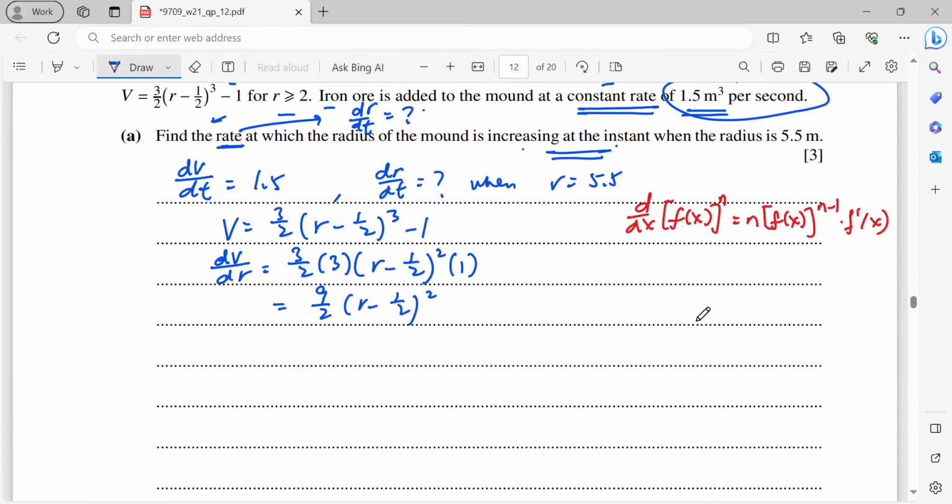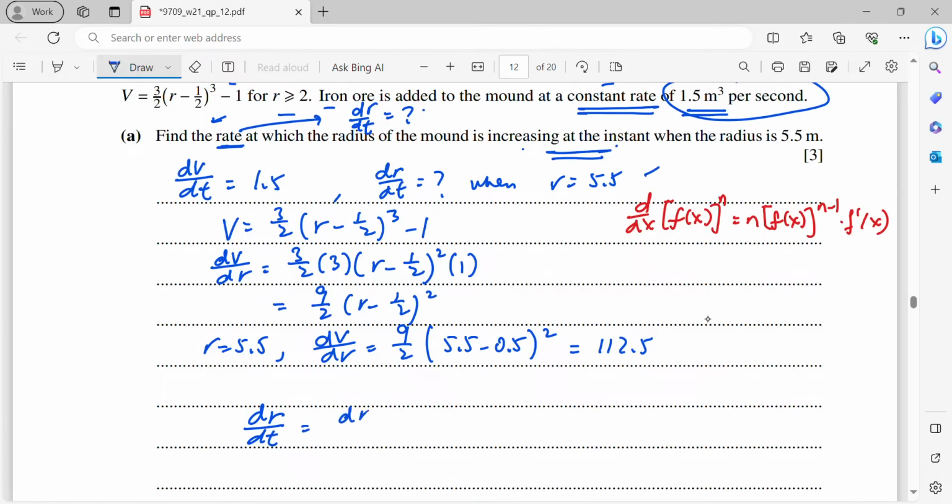Now, find the dV dr when r equals 5.5 first. So when r equals 5.5, my dV over dr is going to be 9 over 2 times 5.5 minus the half, which is actually 0.5, right? Squared. So you will be getting 112.5.